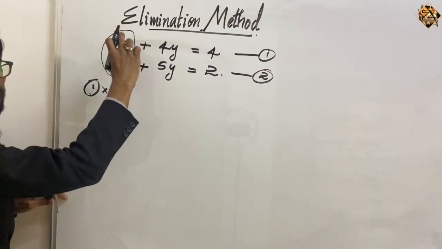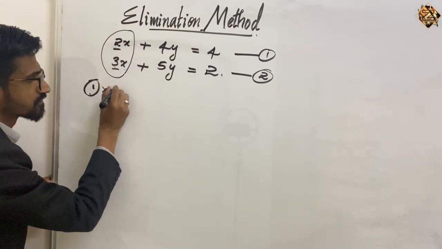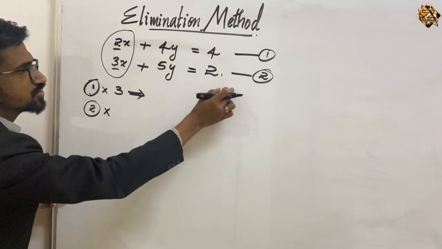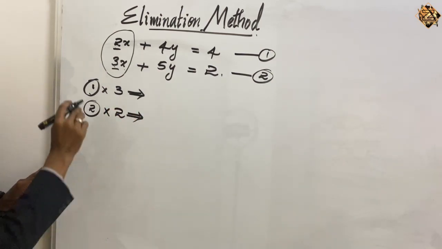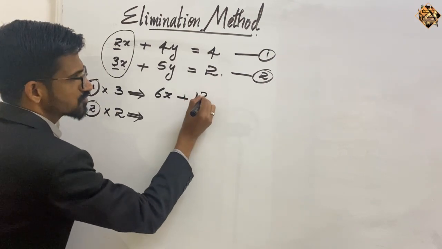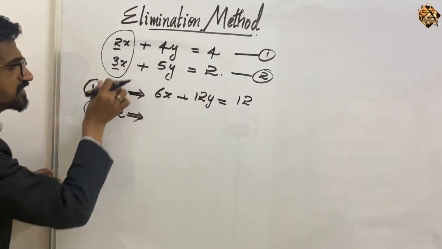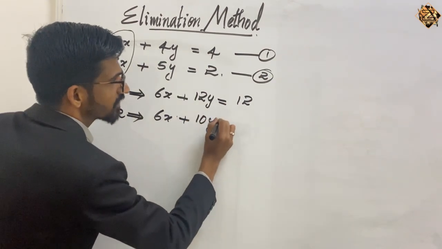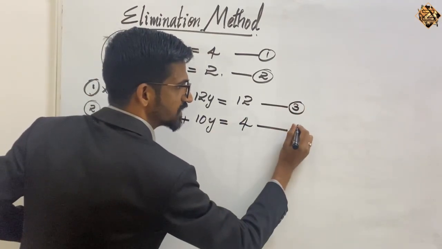In order to equate the coefficients of x in equation 1 and 2, first we will multiply equation 1 with 3. Similarly, complete equation 2, we will multiply with the coefficient over here, that is 2. Now equation 1 multiplying with 3, we will get 2 into 3, that is 6x, plus 3 into 4, that is 12y, equal to 3 into 4, that is again 12. Now equation 2 multiplying with 2, it will become 6x plus 2 into 5, that is 10y, equal to 4. Hope it's clear. Now we got new equations, we'll take it as equation 3 and equation 4.